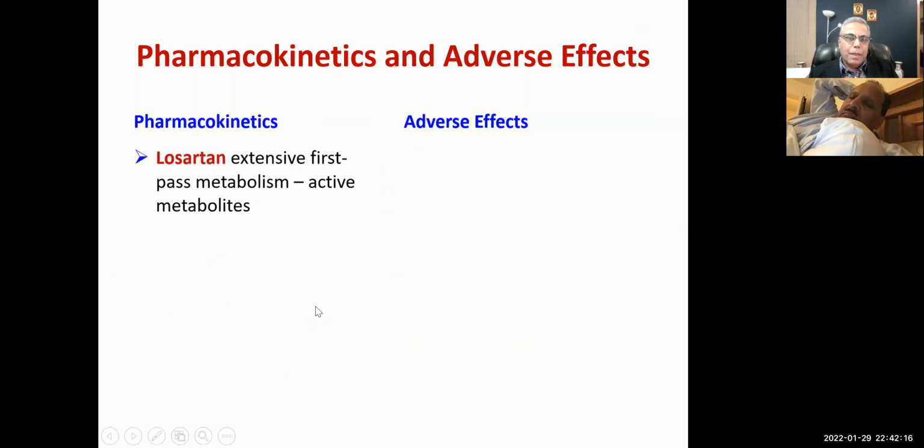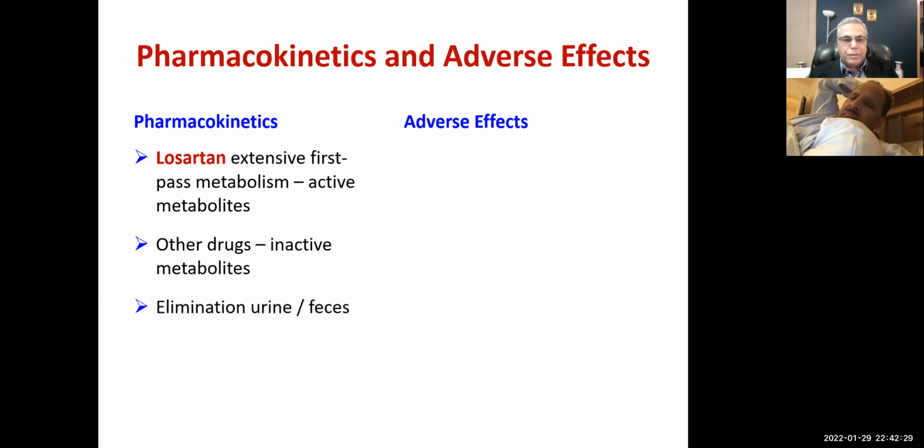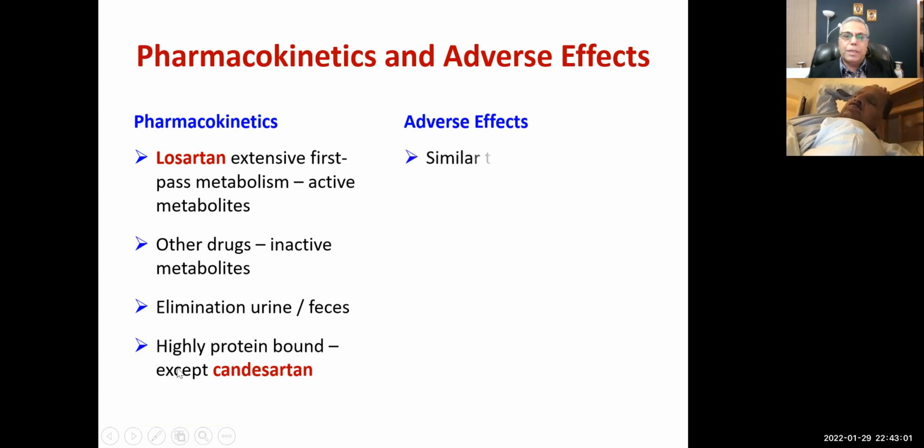Pharmacokinetics and adverse effects. Losartan has extensive first pass metabolism, and many of its metabolites are active. Other drugs in this group have inactive metabolites. Elimination is in urine and feces, which means some of it is excreted by the liver as well. Candesartan is highly protein bound. When a drug is highly protein bound, that means those patients who have low albumin level, for example, the patients with cirrhosis of liver because albumin is synthesized in the liver, or those patients with nephrotic syndrome who are losing a lot of proteins through the kidneys, you have to be careful in those patients, okay?